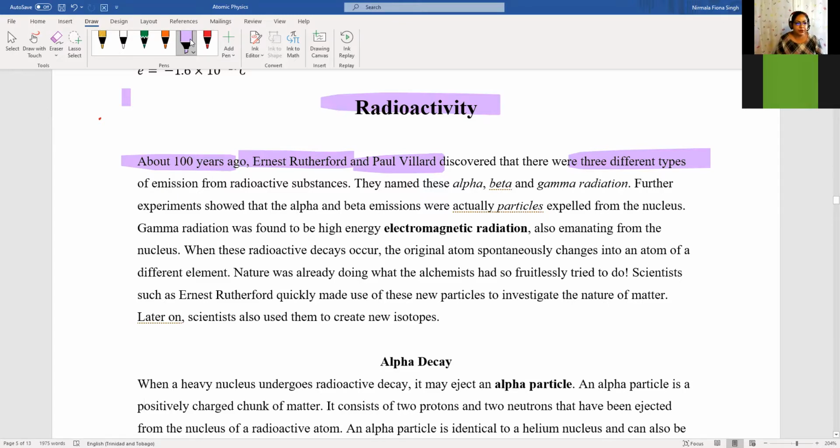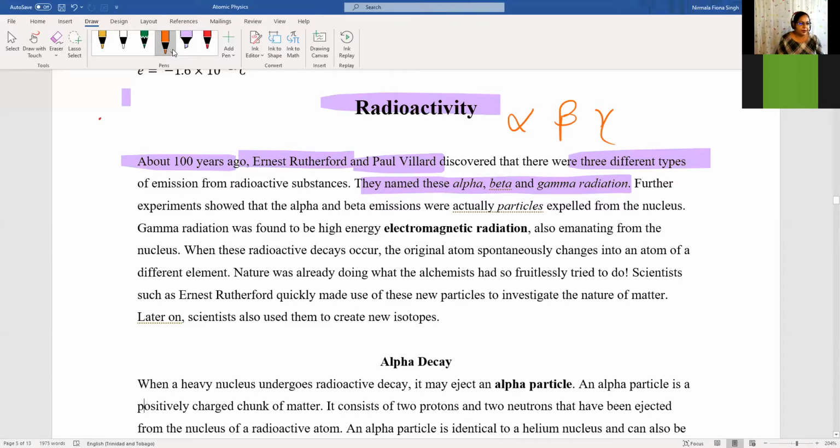So the three types of emissions are alpha, beta, and gamma radiation. Alpha being first, beta being second, and gamma kind of looks like a curly Y. It's not a Y. You just have to draw little curves in to get your gamma. So that's your three emissions.